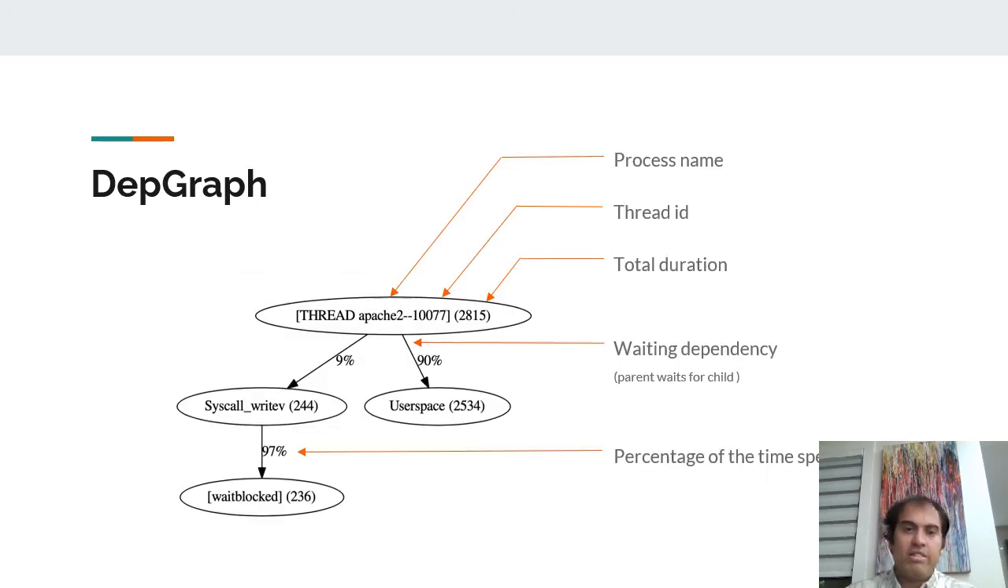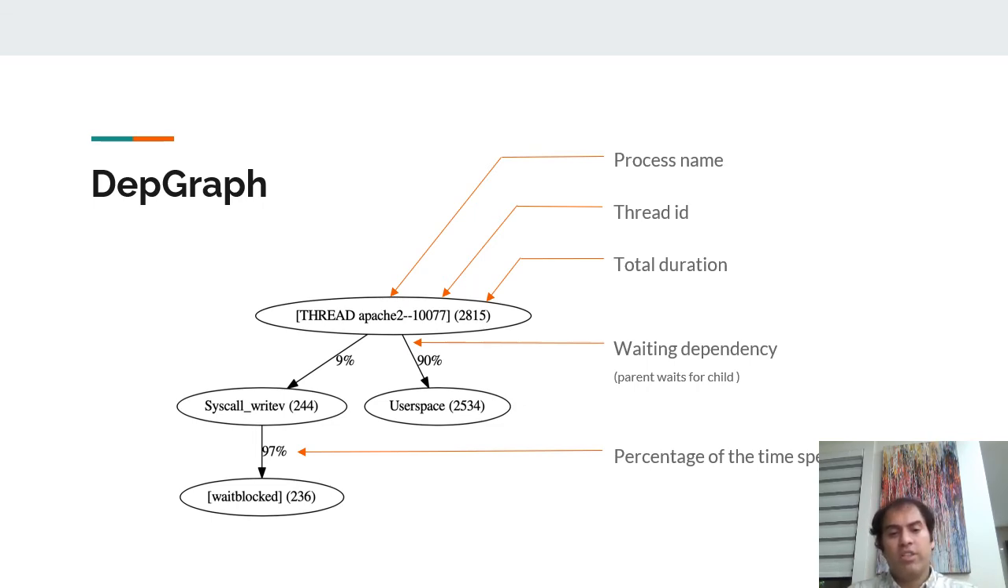The graph shows one example here. It's about an Apache web request. The root shows the thread and how long it takes to service this request. For example, is it 2 milliseconds? I'm running on a local machine just to show it. It shows that 90% of the execution goes to user space. We don't know what's happening there, because we don't have source code and we don't analyze the source code. But 9% goes to a system call, in which there is a blocking wait for something else.